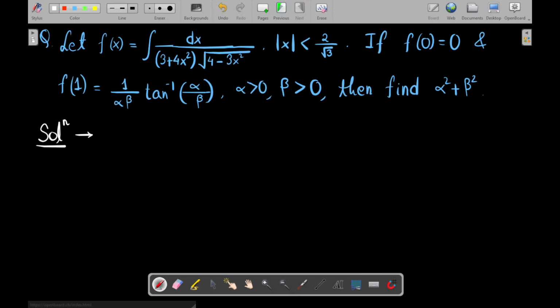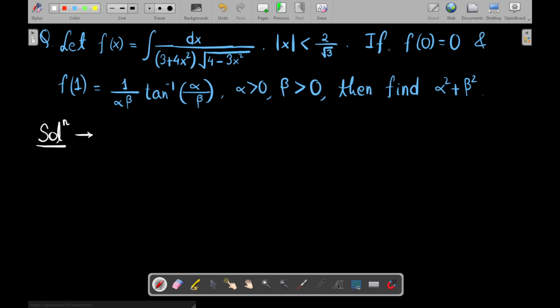Hello everyone. In this question, we are given that a function f(x) is equal to the integral of dx upon the product of (3 plus 4x²) times the square root of (4 minus 3x²), where the absolute value of x is less than 2 upon root 3.